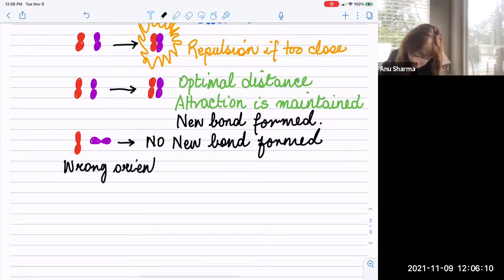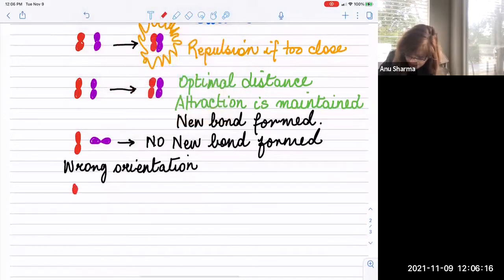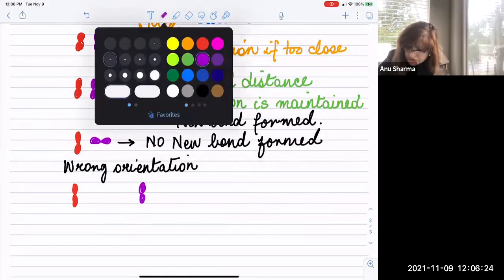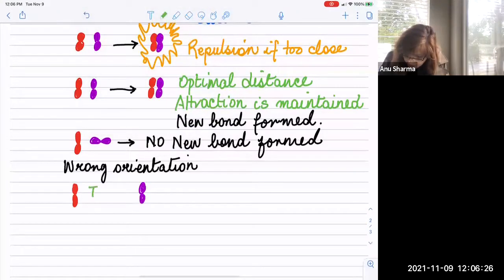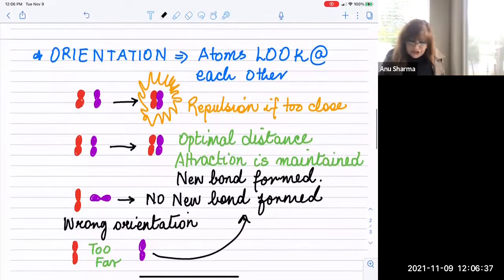So too close is not good, and too far is also not good. If this one is over here and this one is very far away, even though they are in the right orientation, the distance is too far. So again, no bond is formed. They cannot form a bond. So the orientation is very important.